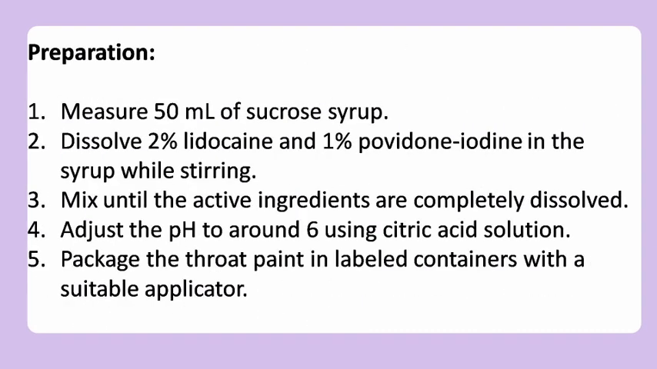Preparation. Measure 50 ml of sucrose syrup. Dissolve 2% lidocaine and 1% povidone iodine in the syrup while stirring. Mix until the active ingredients are completely dissolved. Adjust the pH to around 6 using citric acid solution. Package the throat paint in labeled containers with a suitable applicator.